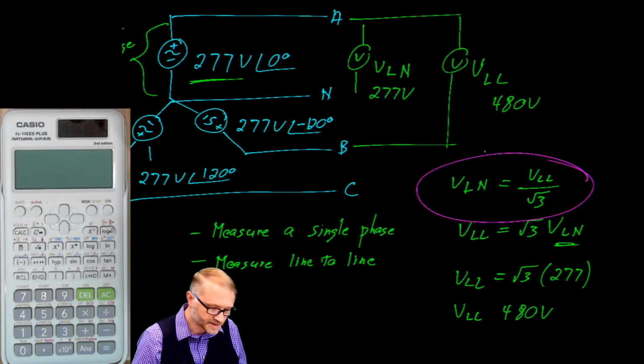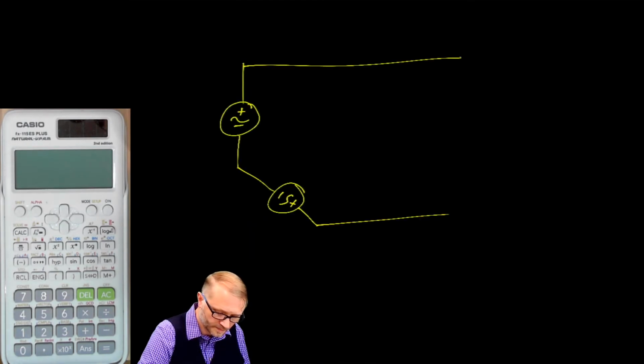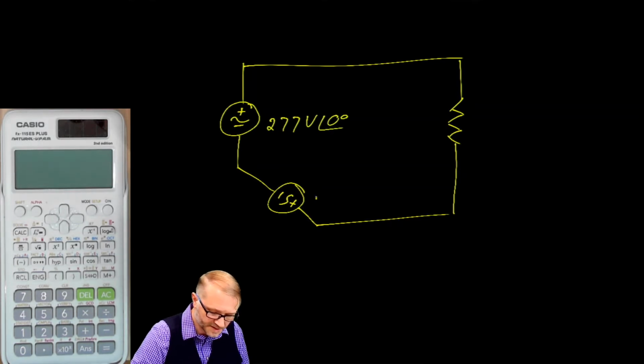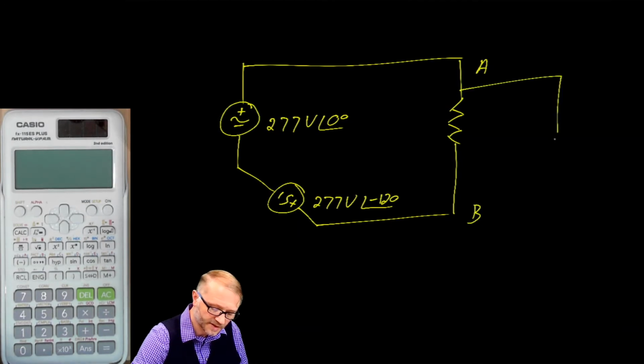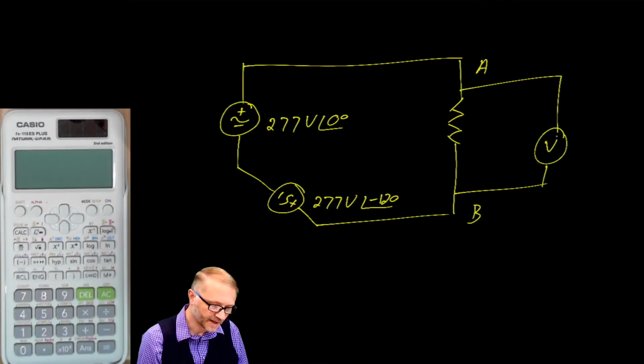Let's take a look and see where this comes from. We'll redraw part of that previous circuit. We'll put a load out here. We said this was 277 volts at a phase angle of 0 degrees, and this one was 277 volts at a phase angle of negative 120. We'll let this be A and B, and we're curious, what is the voltage out here? What is voltage A to B?